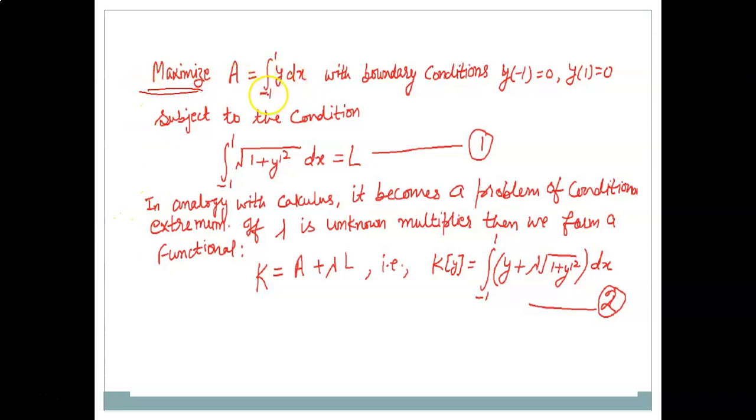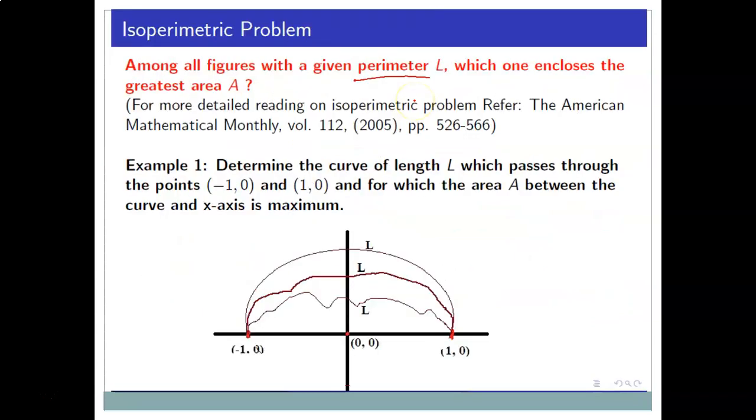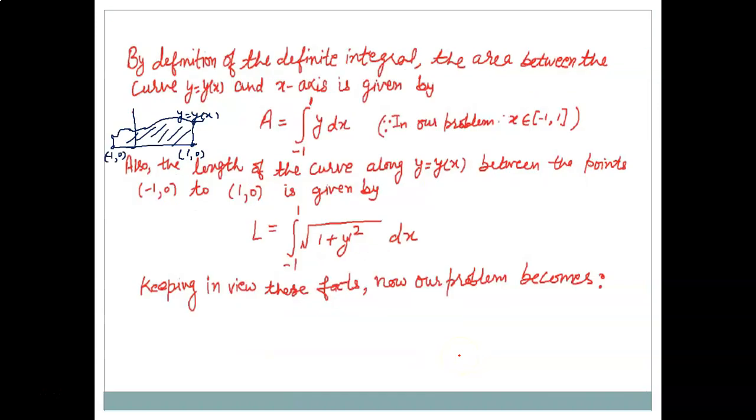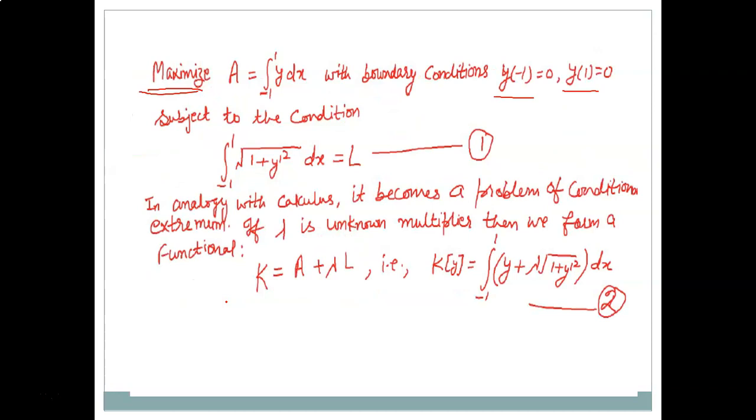We have to maximize this area, integral from -1 to 1 of y dx, with boundary conditions that y at -1 is 0 and y at 1 is 0. These are the boundary conditions here. So now also the length is given. Now our problem can be restated as: maximize this area subject to this condition and the given boundary conditions. So in analogy with the concept from calculus, it becomes a problem of conditional extremum.